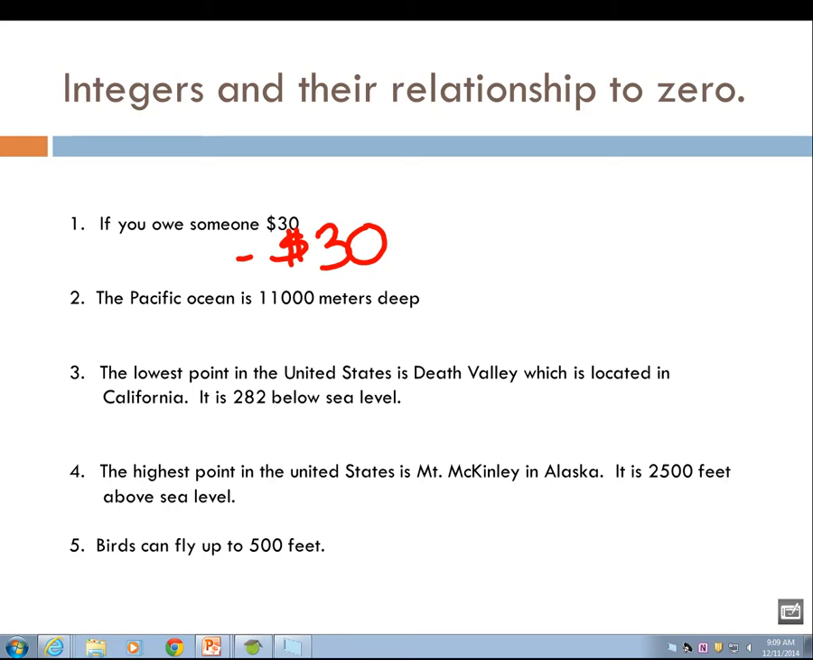Oh, we're going to the next one. Okay, so we're at negative 11,000 what, chickens? Meters. Meters deep. So we are at negative 11,000 meters below sea level.